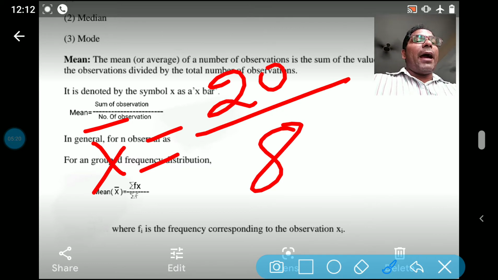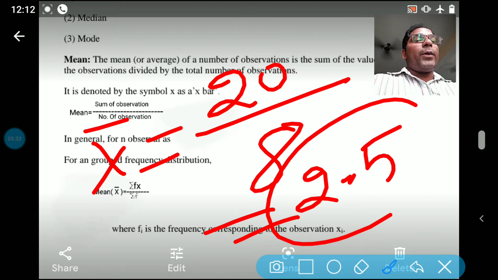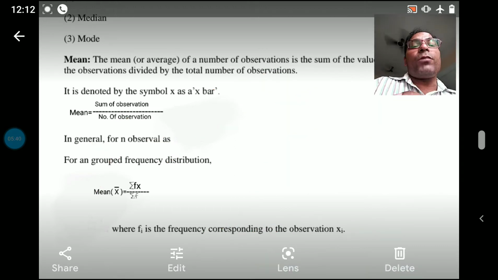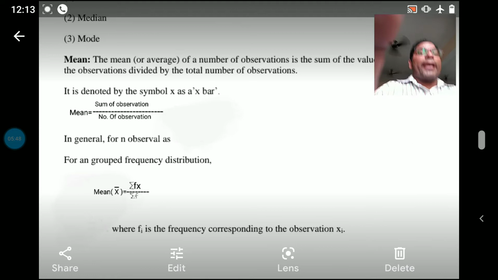You can divide and then the answer will come: 8 twos are 16, 4 remains, 8 fives are 40. So mean is 2.5. So this second formula to find the mean you will use when the tabular form is given, or the table is given in which frequency and the observation everything is given. Okay, so you can use this formula to find the mean.